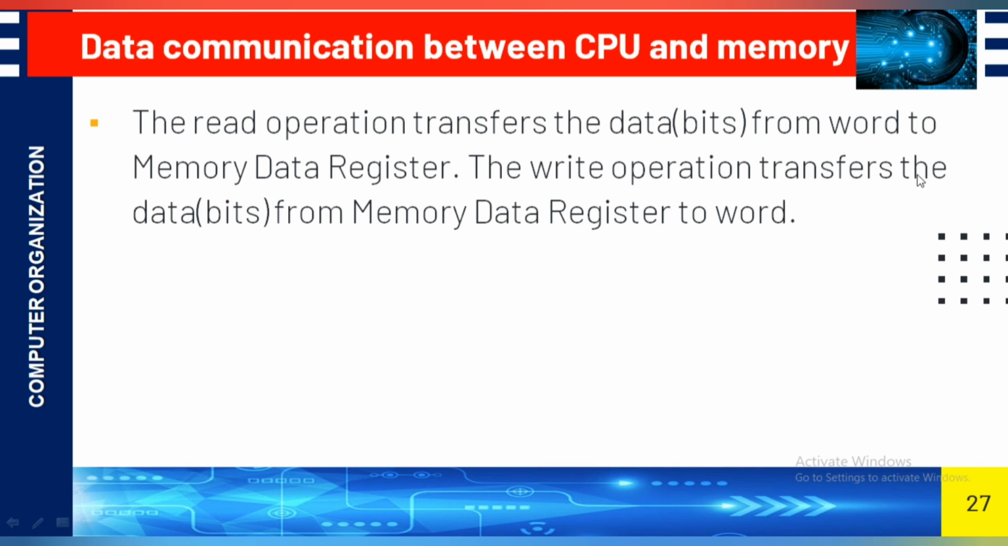The read operation transfers the data bits from word to memory data register. The write operation transfers the data from memory data register to word. Okay, so if we want to transfer the data from some memory devices to your computer, then we can use write operations.